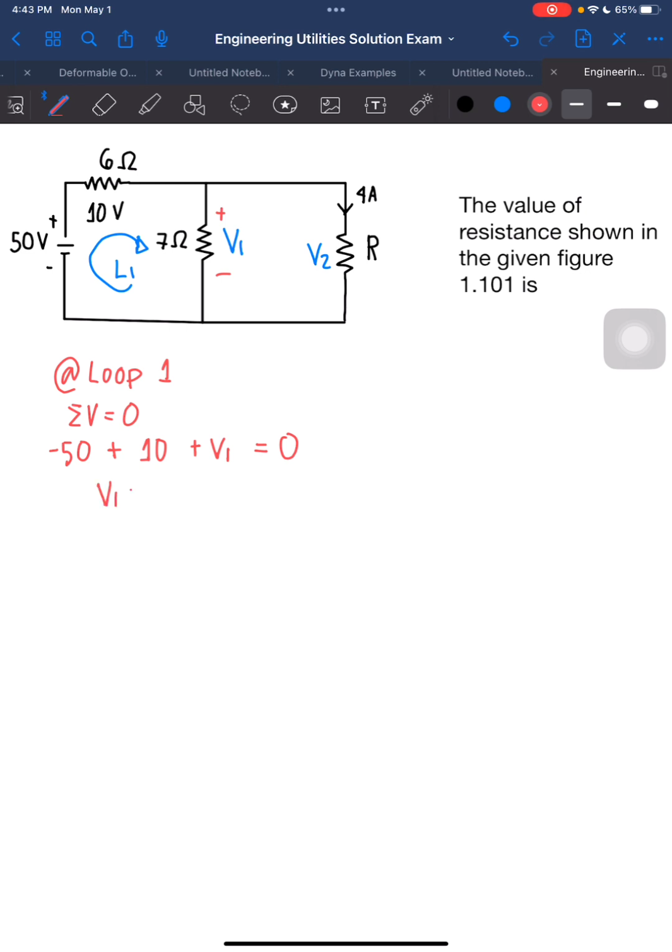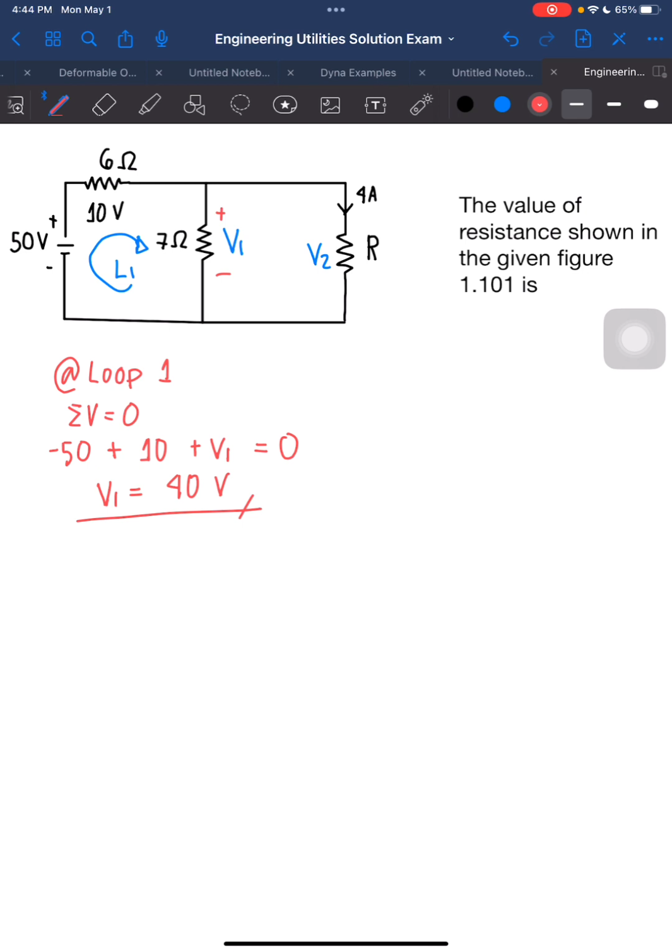V1 is equal to, so pwede natin ma-solve. Lipat natin yung 50 sa kabila. Sa kabilang side, magiging positive 50. Tapos itong 10, magiging negative. So, 50 minus 10 is equal to 40. So, 40 volts.